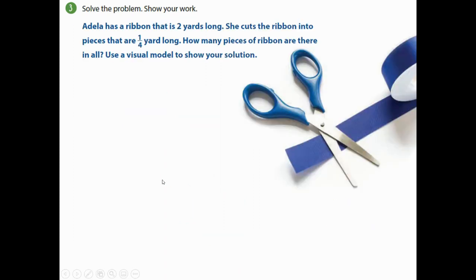All right, on number 2, Adela has a ribbon that is 2 yards long. She cuts that ribbon into pieces that are 1/4 yard long. So she's dividing it into pieces that are 1/4. How many pieces of ribbon are there in all? I'm going to do a different visual model here for you guys.